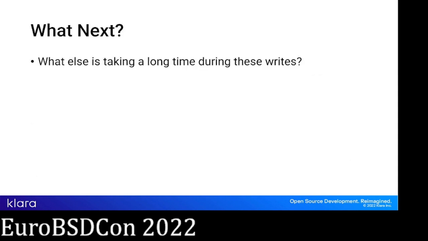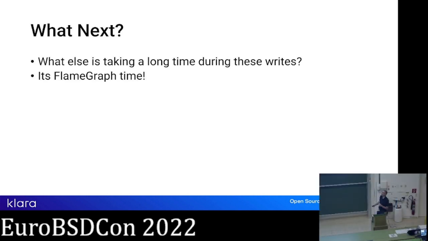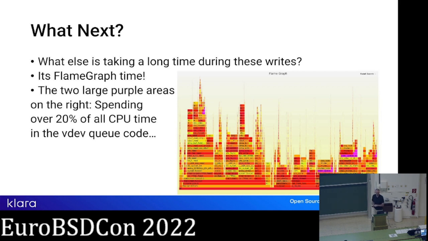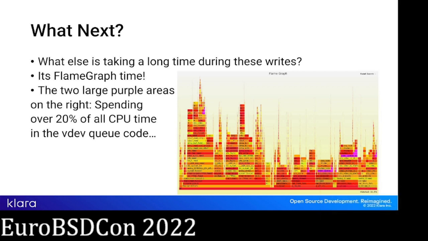So then, what else is causing things to take so long? So it's flame graph time. That's a little small, but you can see the big chunks of pink on there. So those two large purple areas on the right side of the graph, and those two second and third last slots there, we were spending about 70% of the CPU time waiting for the vdev queue lock.